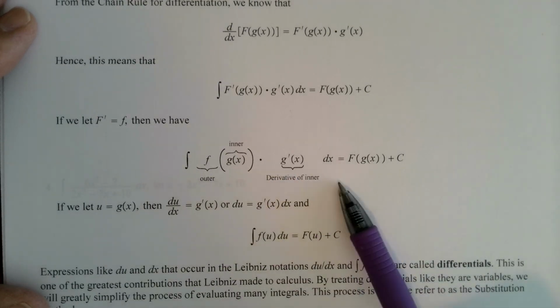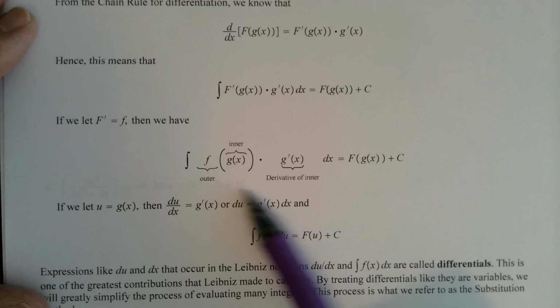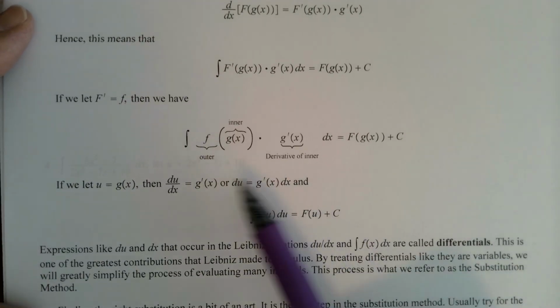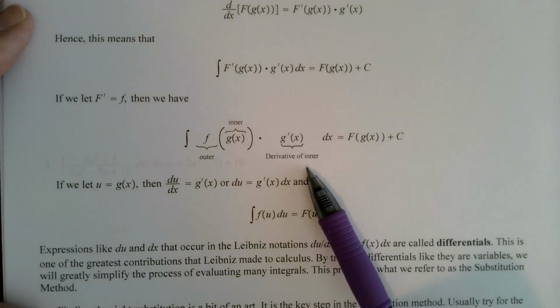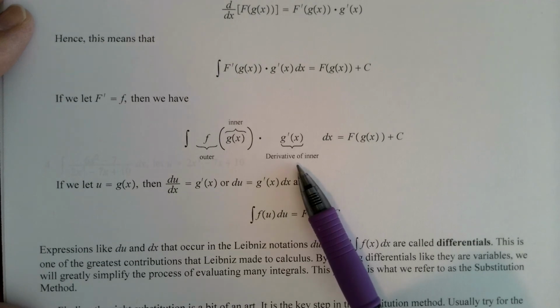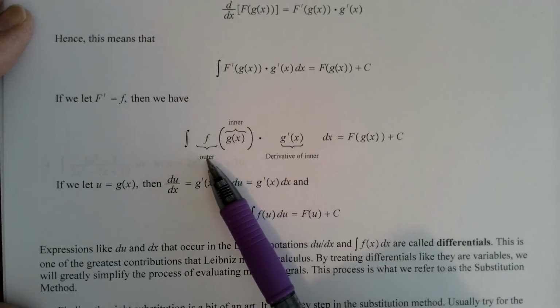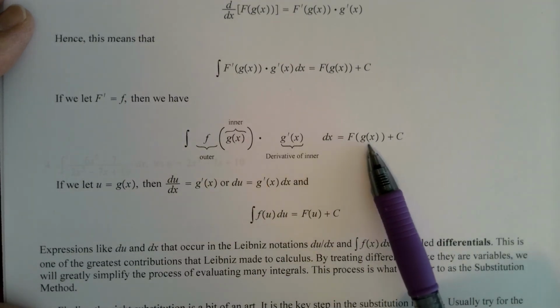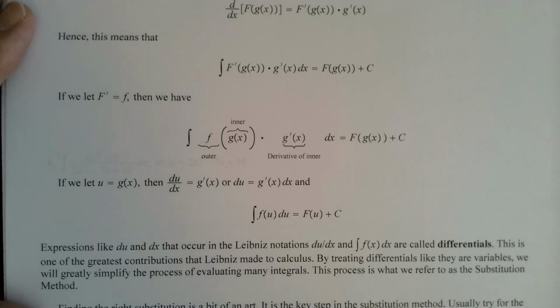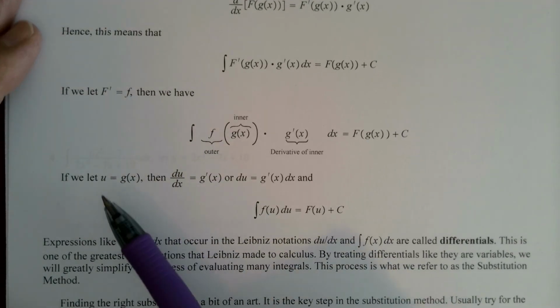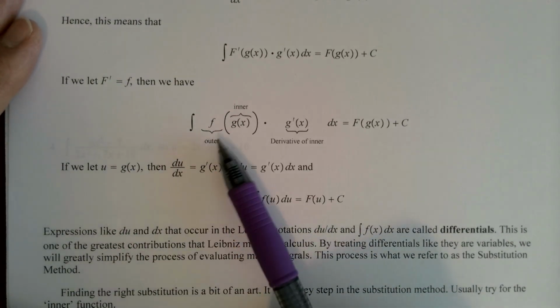This is the form that we will mostly use the substitution method for, and it's where we're going to start out. And so with that form, we know what the antiderivative is. It's just, take the antiderivative of this outer function and plug in the inner function. And that's it.